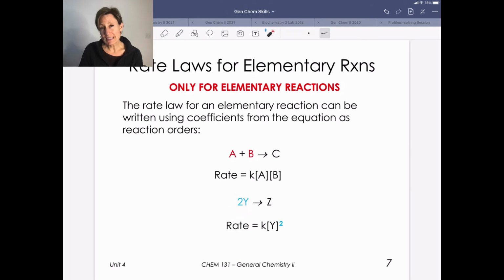Because we know that this is an elementary reaction, we can take the coefficient and have it become an exponent. But the only time that you can do this is if you know that that reaction is an elementary reaction.